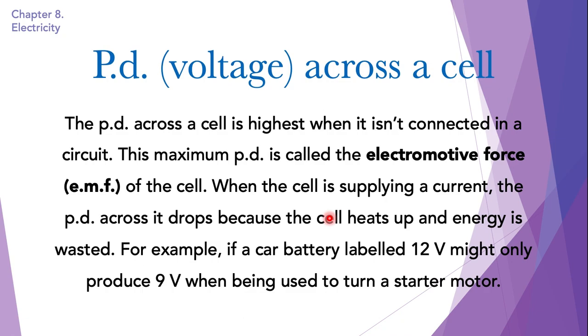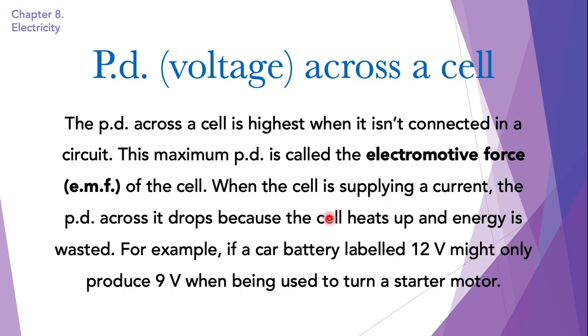And this is only when the cell isn't connected in a circuit. Because when the cell is supplying current, the potential difference across it drops because the cell heats up and energy is wasted as well in the form of heat, in the form of thermal energy. The total energy a car battery or any battery can supply is the electromotive force of it. This is the maximum voltage it can supply. So this is the electromotive force.